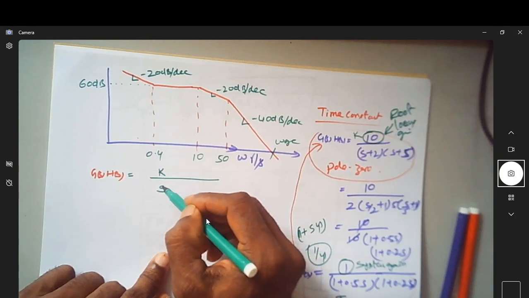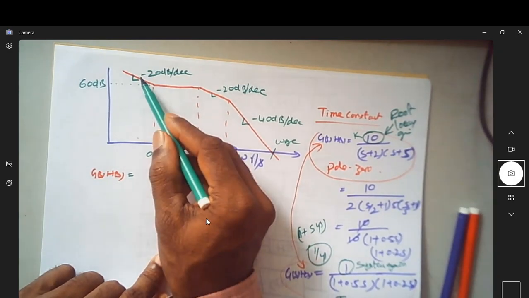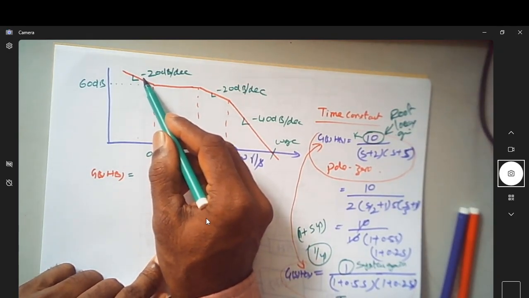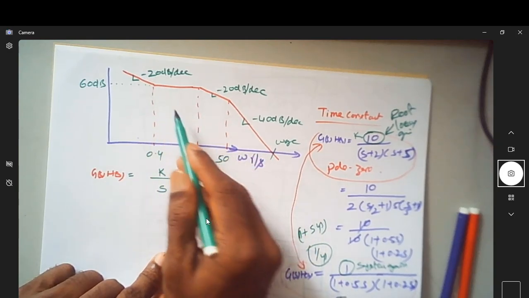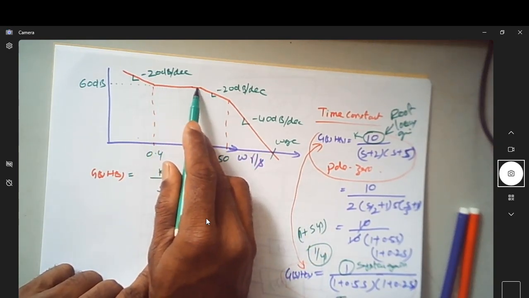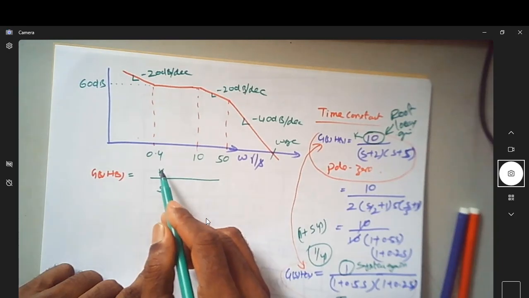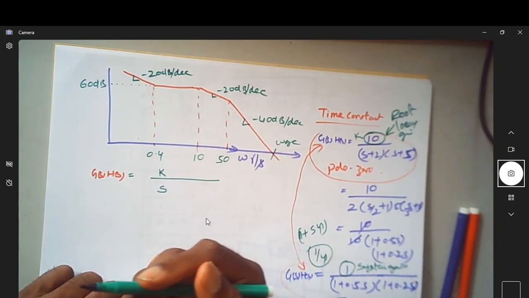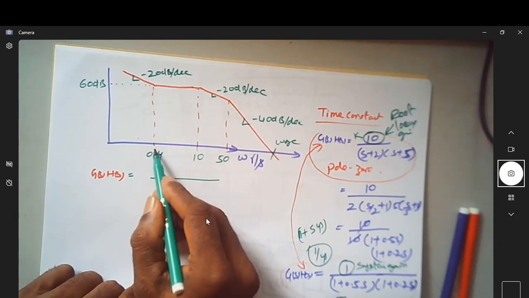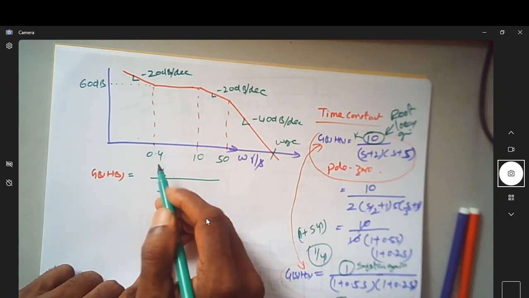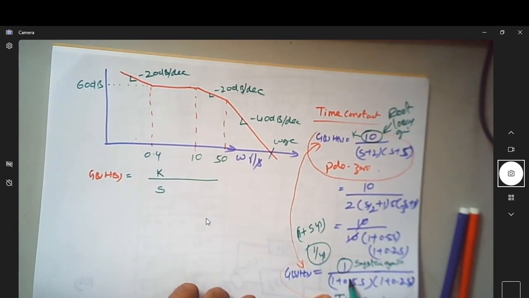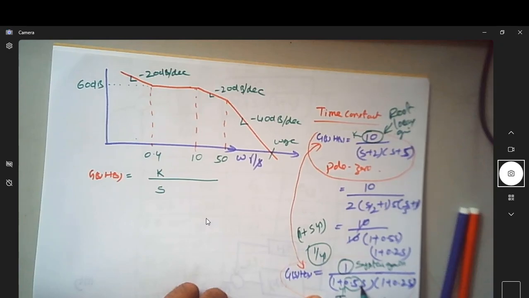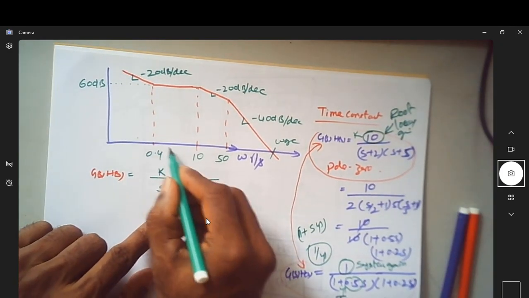But let us write it as k by s, the representation of this minus 20 dB per decade line, and then you can see the slope becomes 0 dB per decade after 0.4. Now this is my time constant. So how do I write this? This 0.5 was actually the time constant. So how do I write the frequency of this?